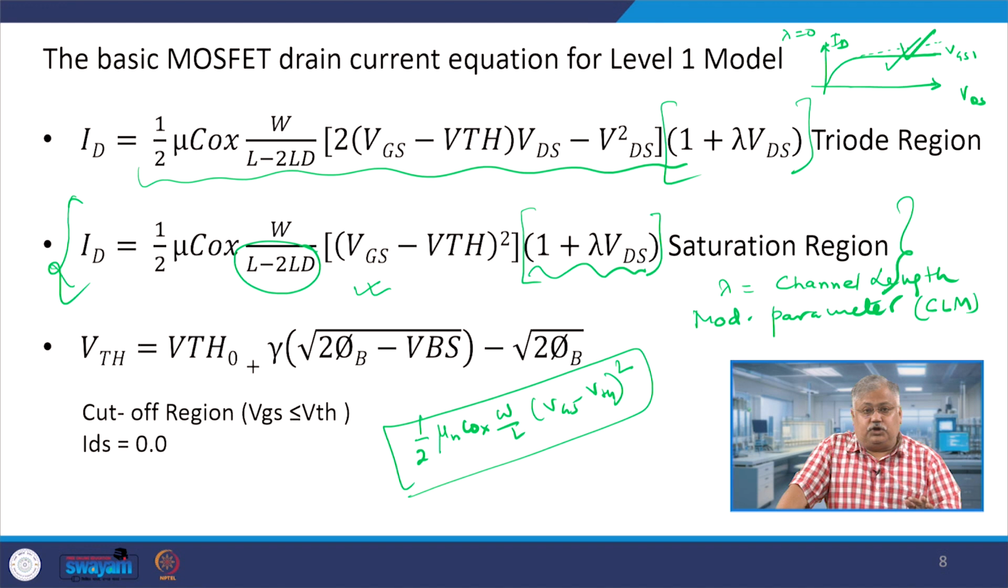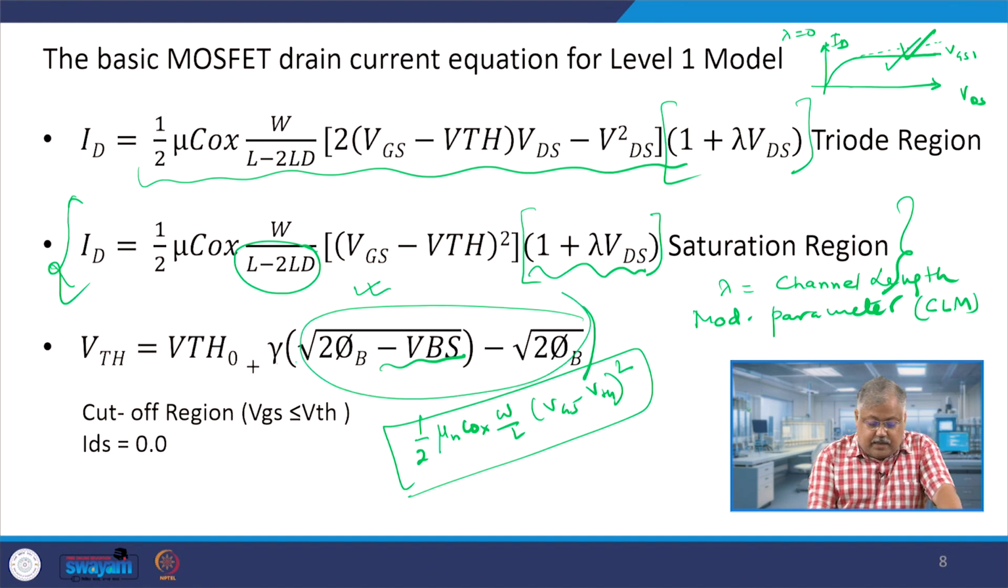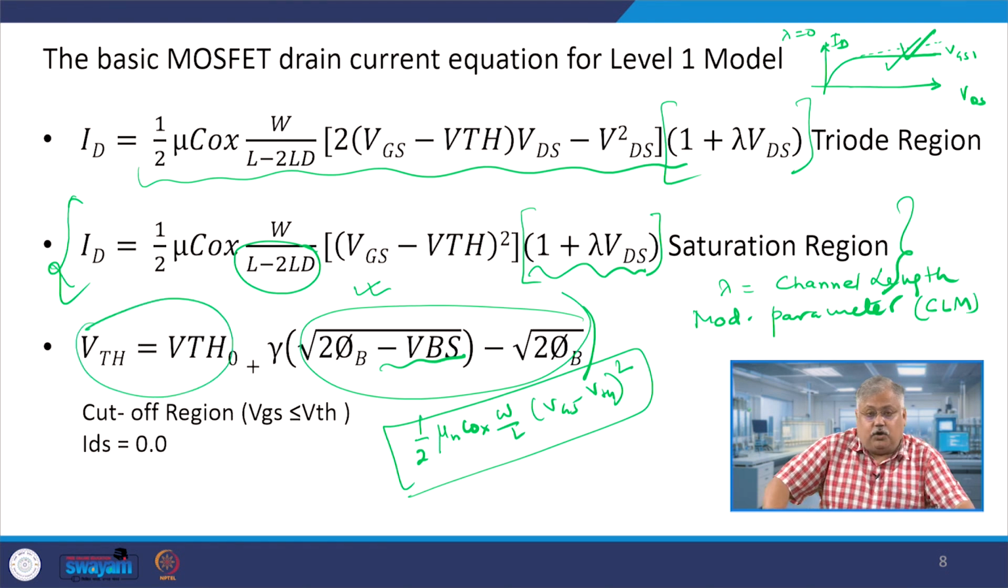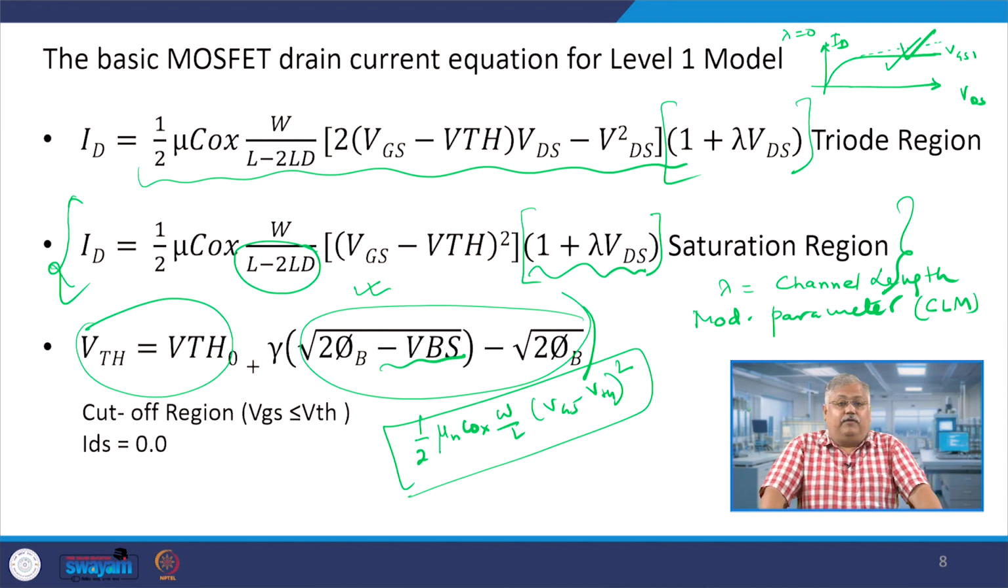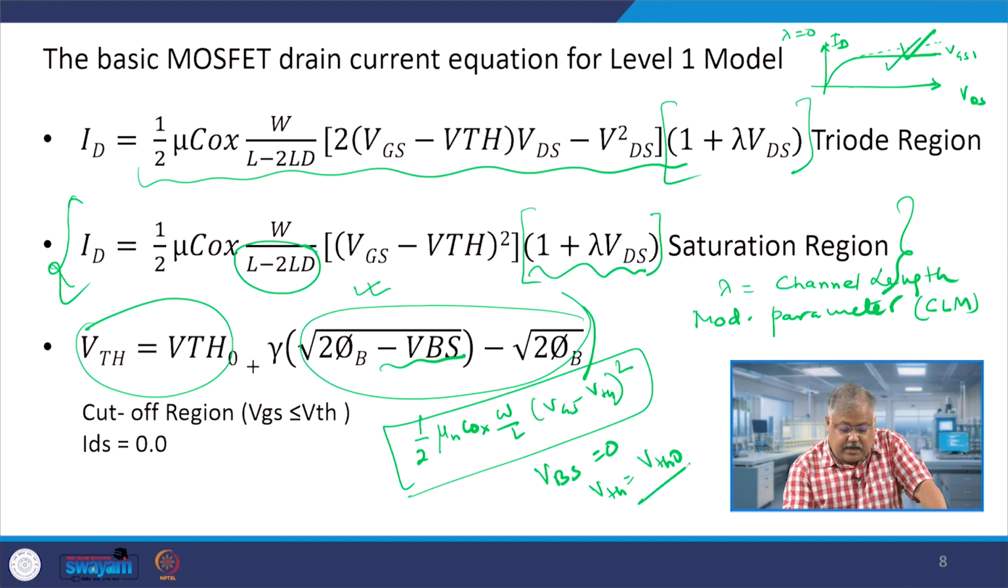Now, if VBS equals 0, you can automatically see that this quantity goes to 0, and therefore VTH is equal to VTH0. What is VTH0? VTH0 is the value of the threshold voltage when VSB equals 0. You can understand that when VSB or VBS equals 0, the value of VTH is equal to VTH0, implying that whenever your bulk-to-source potential is 0, or they are shorted out, the threshold voltage of the device is equal to VTH0, right.